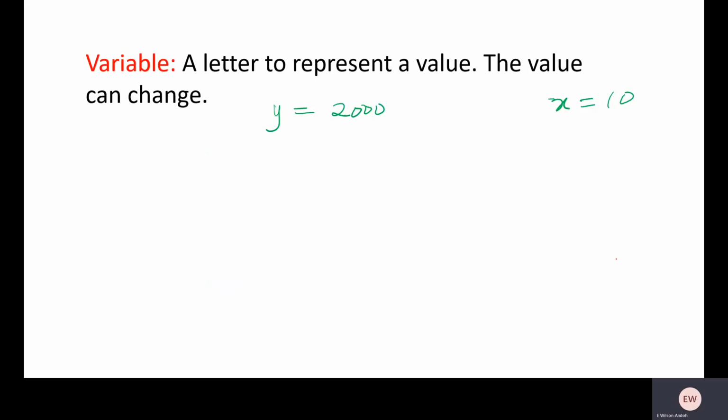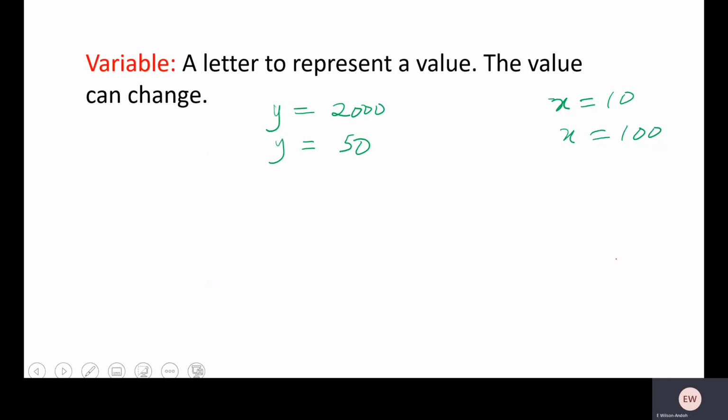The reason why we call them variables is that now, if we are choosing Y to be equal to 2000, at some point we can choose the same Y to represent the number 50. We can choose X to represent the number 100. So the numbers will change at some point. That is why we call them variables. They vary.